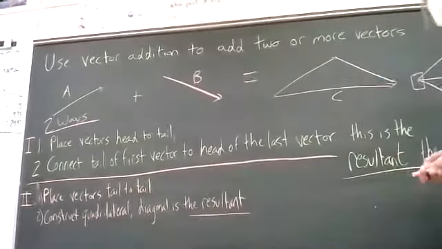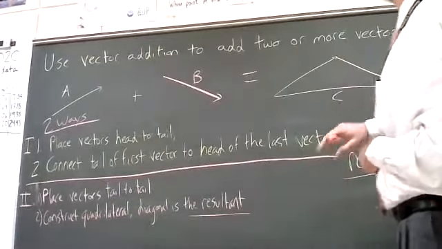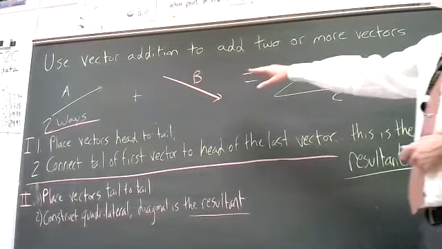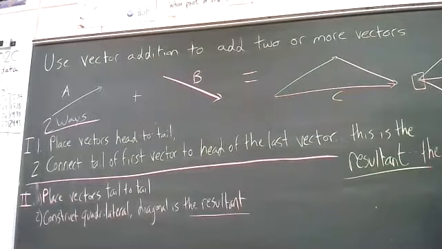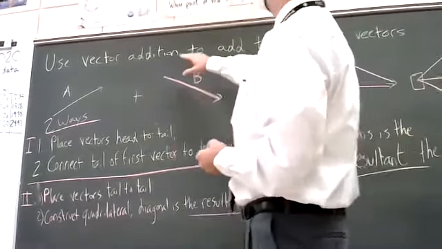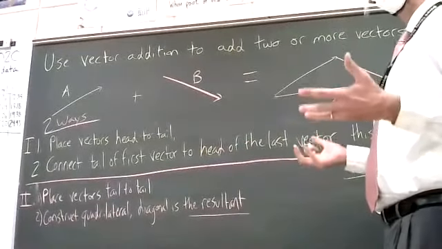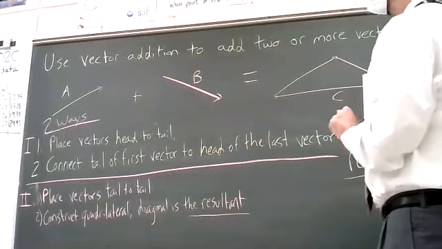So either way, right? We're trying to sum vectors. We're adding, using vector addition to add two or more vectors. And we could use the head to tail method, connecting the tail of the first to the head of the last. We could use the tail to tail parallelogram method, and the diagonal is the result. What about adding negatives? That's a type of addition, right? We can add negatives or do vector subtraction, okay? That's embedded within this, okay?